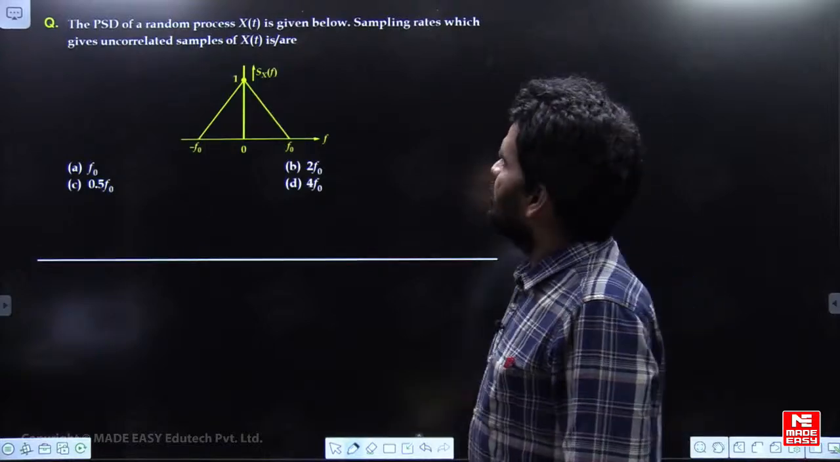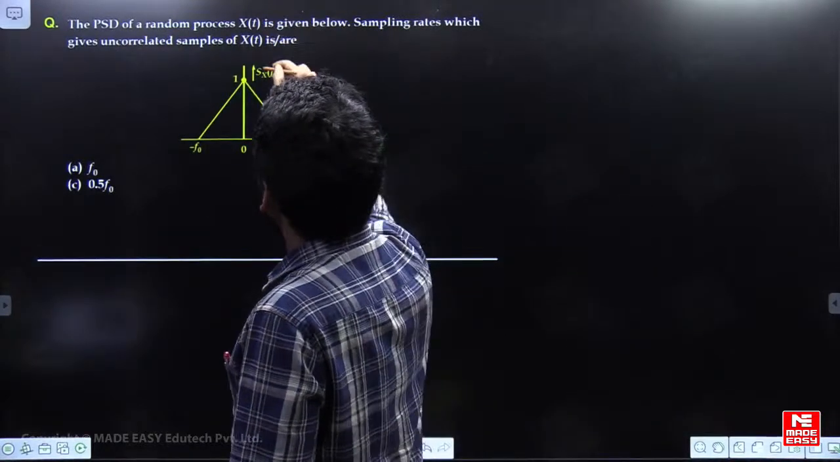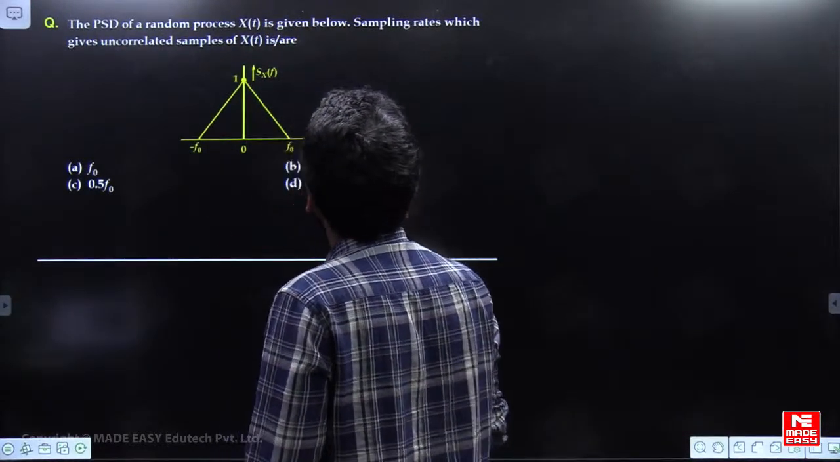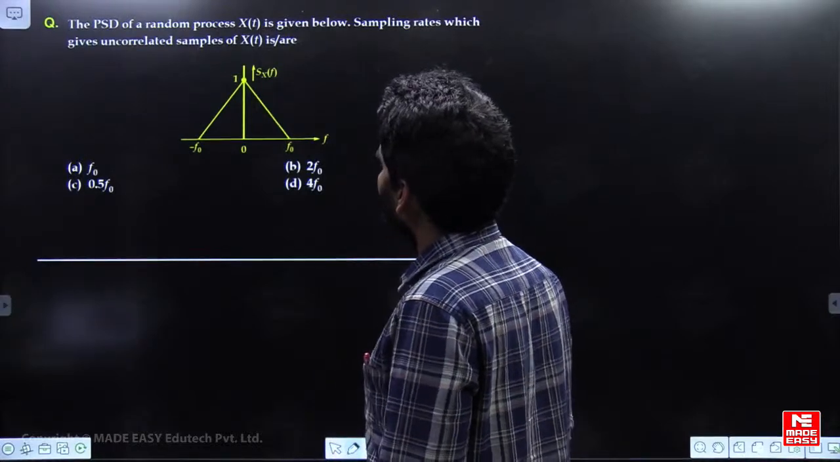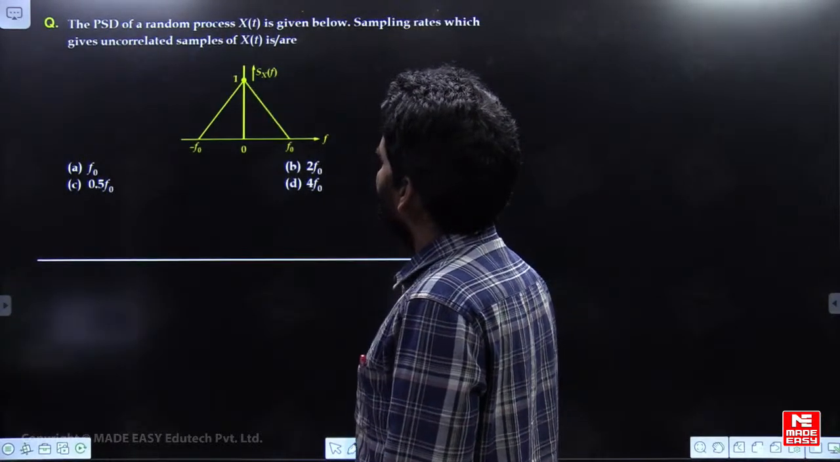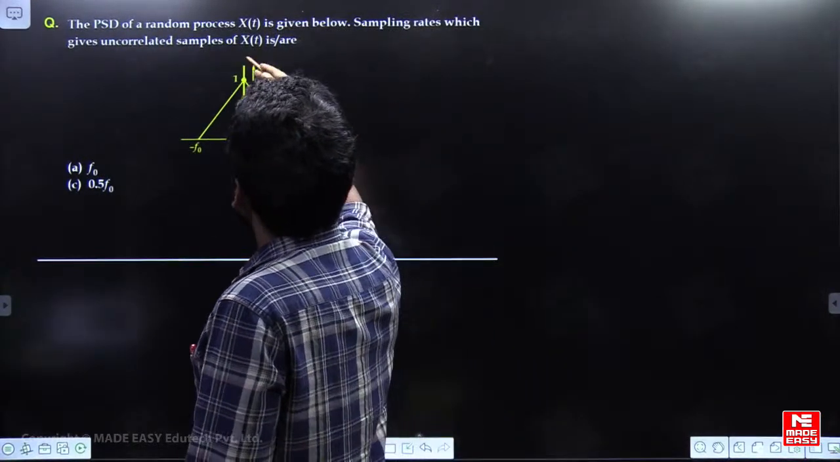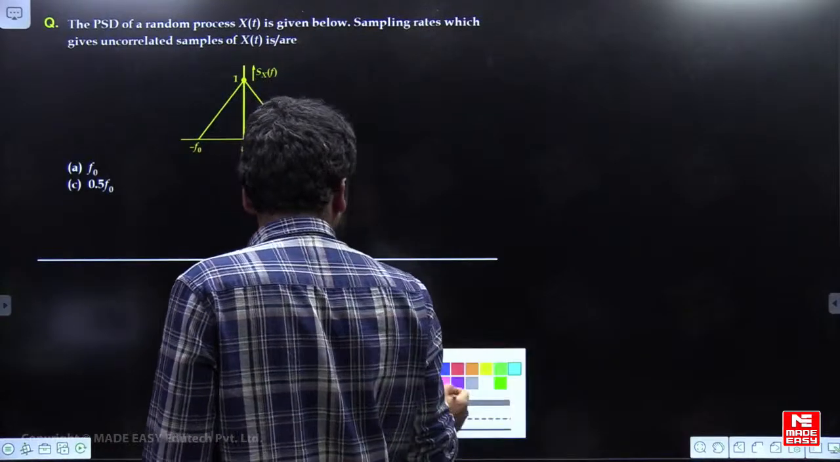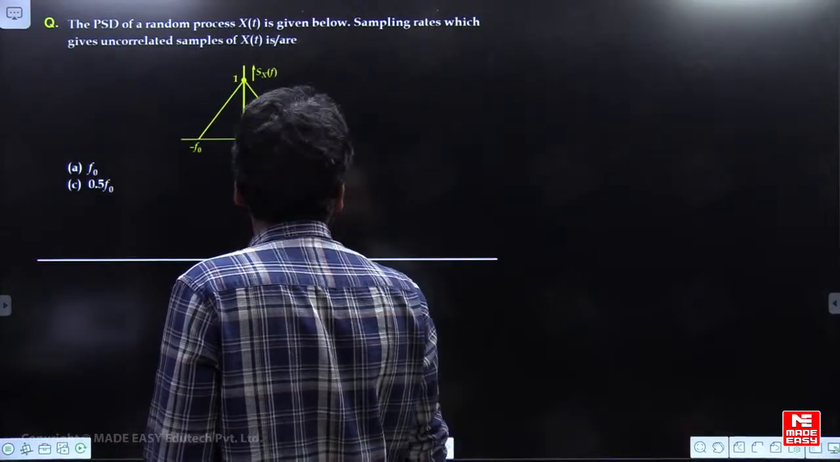So here the power spectral density of a random process x(t) is given. The power spectral density of x(t) is given below. The sampling rates which give uncorrelated samples of x(t) are?